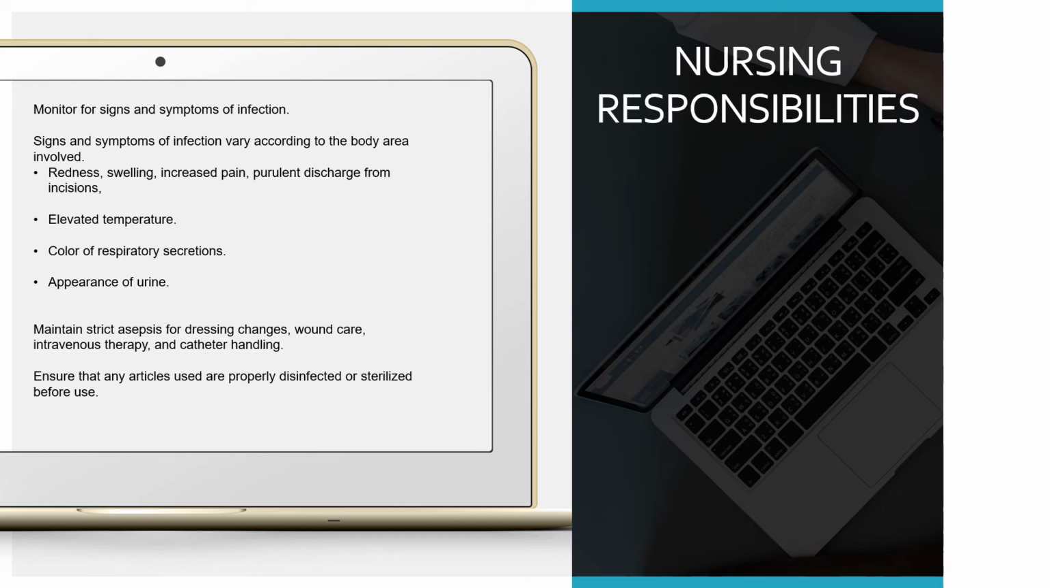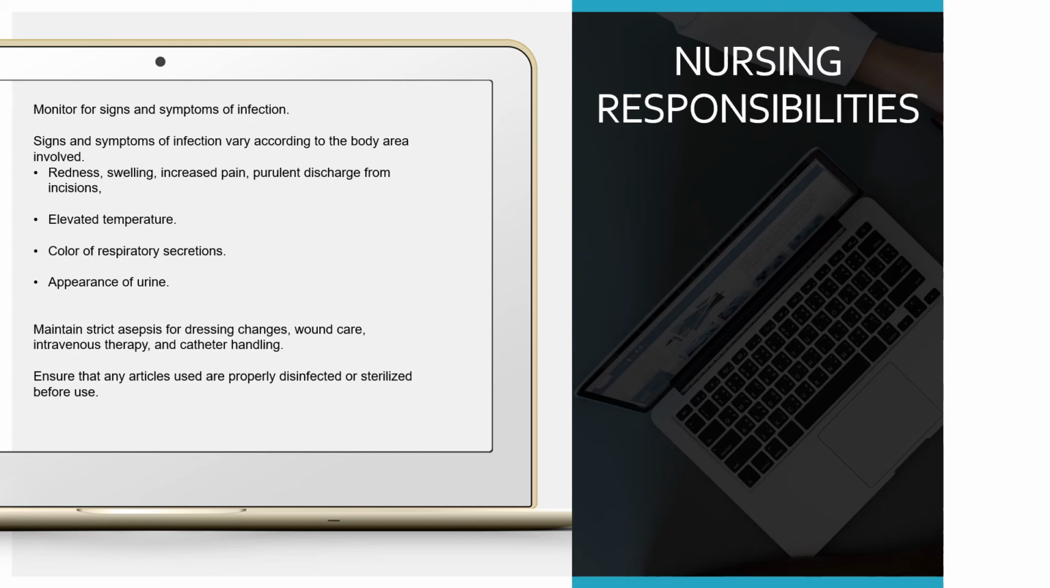Next, assess the color of respiratory secretions. Yellow or yellow-green sputum is indicative of respiratory infection. And the last, the appearance of urine. Cloudy, turbid, or foul-smelling urine with visible sediment is indicative of a urinary tract or bladder infection.